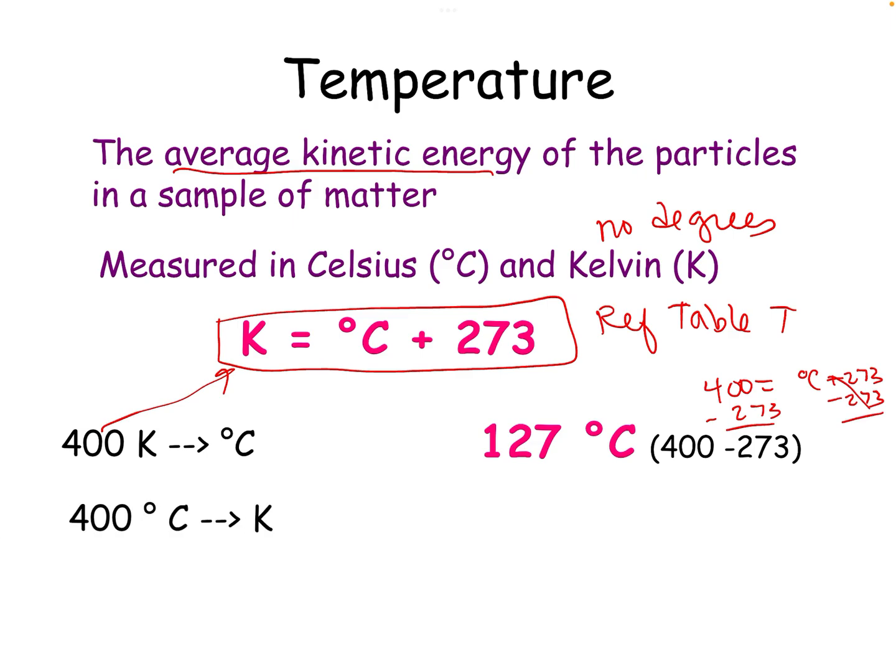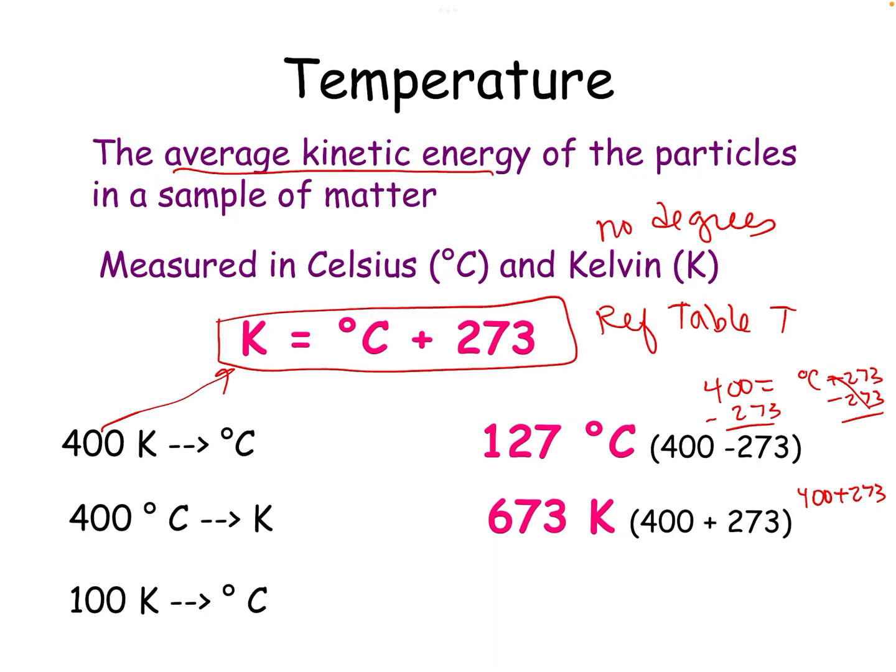Now the other way, you've got 400 plus 273 is going to give you 673. And then 100 Kelvin, 100 equals degrees Celsius plus 273. Subtract 273 from both sides. Minus 173. Those are super easy Regents questions. I hope we always get those right.